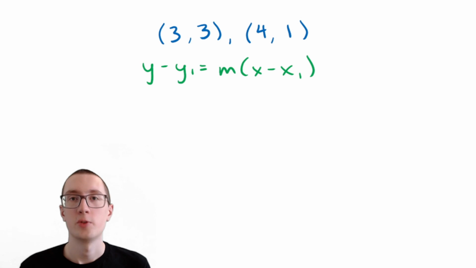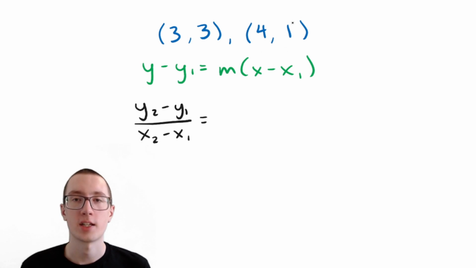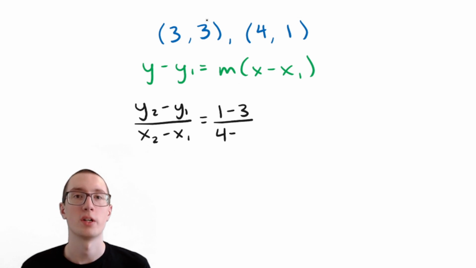So we're going to figure out m using our slope formula like before. So y2 is the y of the second point. The y is 1. y1 is the y of the first point. Here's the first point, and the y is 3. x2 is the x of the second point. Here's the second point, and the x is 4. And x1 is the x of the first point. Here's the first point, and the x is 3.